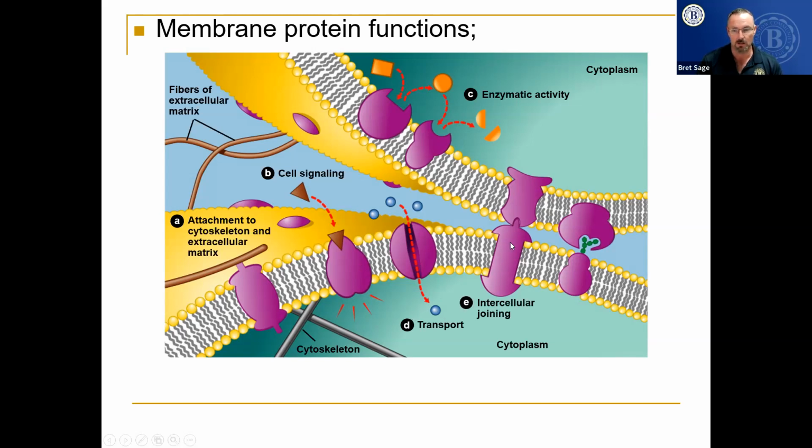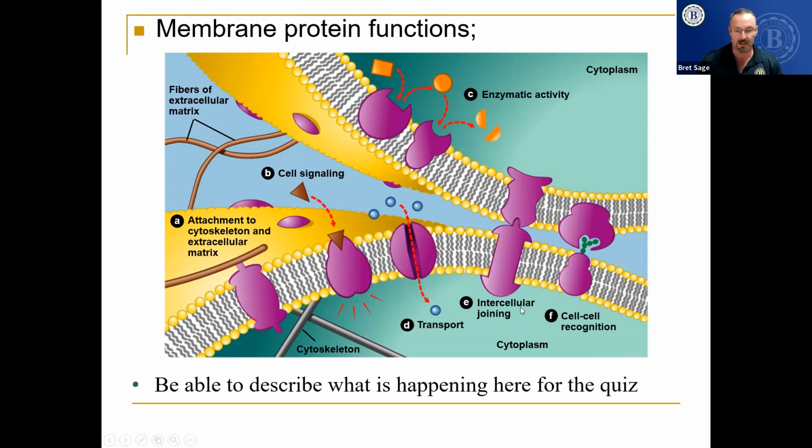In E, intercellular joining, this is physically the two cells being stuck together. Now, this is different from being connected to something like bone or cartilage. Here, the cells are directly connected to each other, gluing them together physically. And last but not least, cell-to-cell recognition.